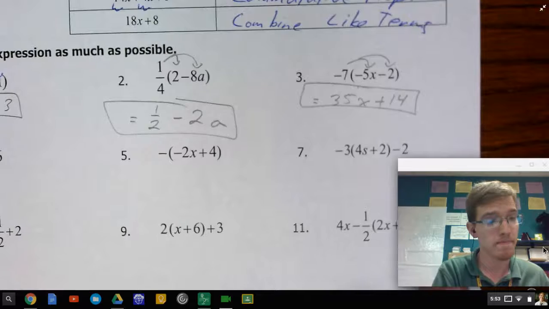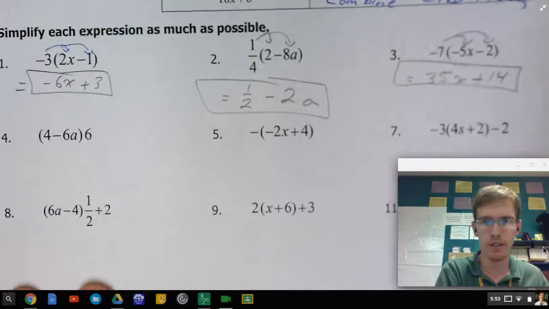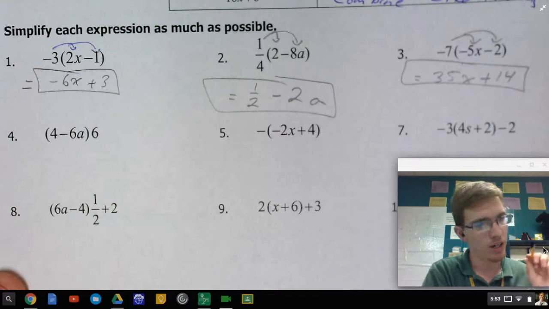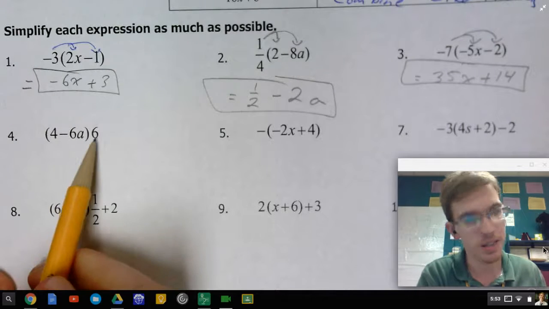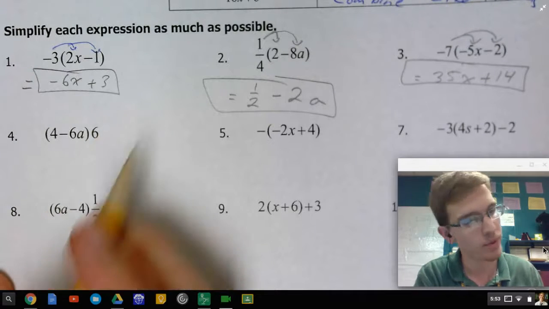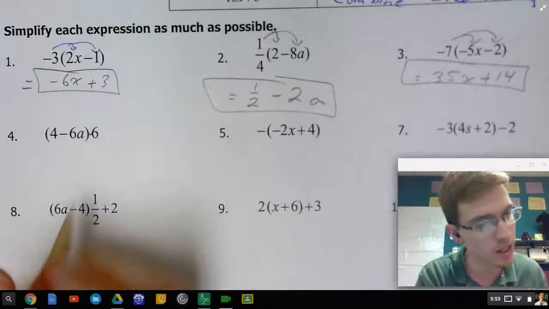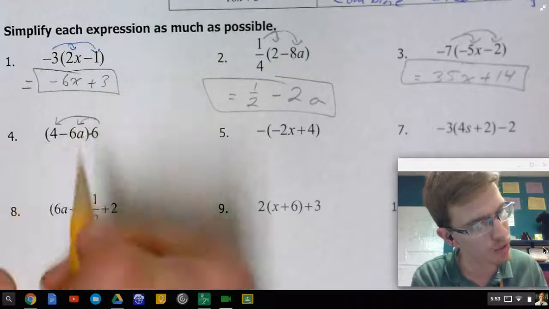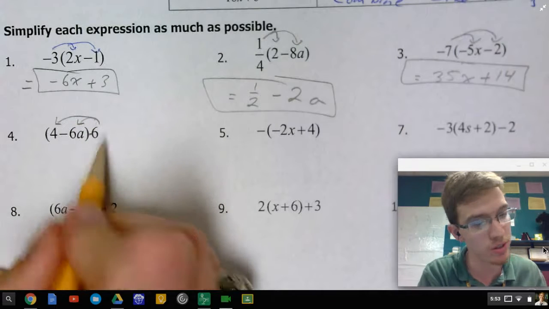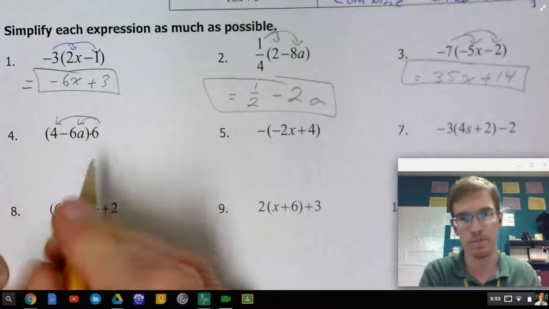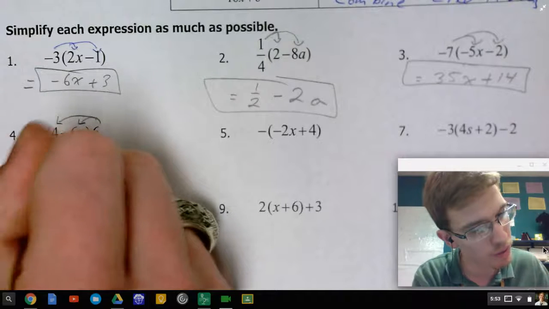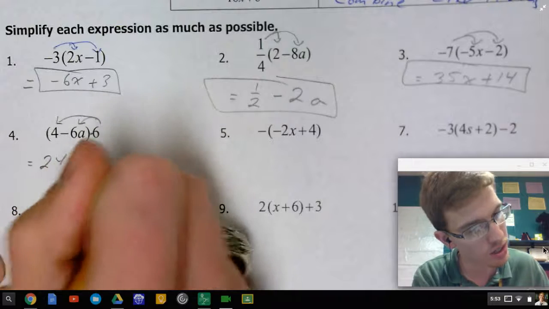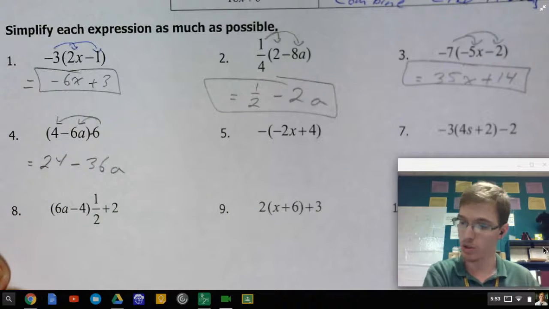Right, number 4, we have our first example of this. Actually, we had one yesterday, but one of our first examples we have is 6. It's over here on the right. Okay, this is actually called right distribution because you take the 6, multiply it by everything going the other way, but only what's adjacent to the parentheses. It's the only thing that's right next to it, so that's what we distribute. So 6 times 4 is 24, minus 6 times 6 is 36. So 24 minus 36a.